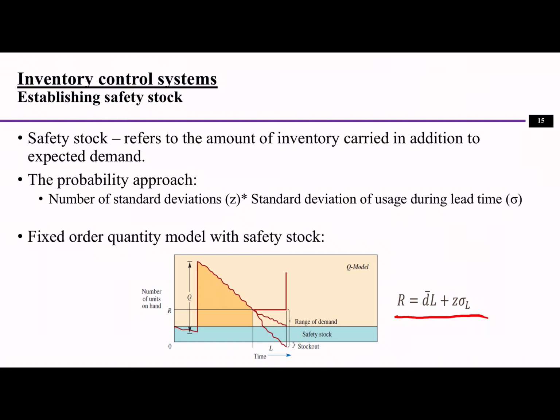DL. So DL here means, if you look at the normal distribution, this will be the DL. D is the average daily demand times L. So this is the mu, right? And then we want to find out, at a certain probability or service level, what is this amount? So we need to find Z. Z is the number of standard deviations in movement from the mean.